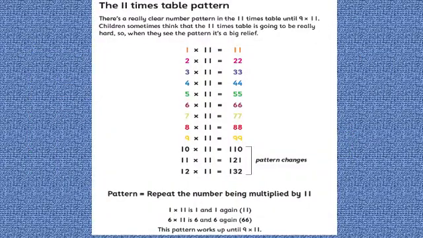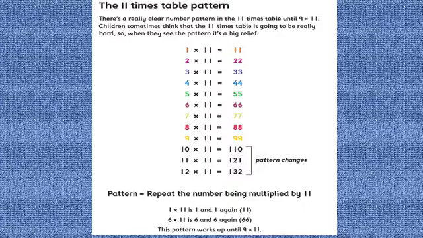Right, so as I said, we're looking at the 11 and 12 times tables. I know you looked at the 11 times tables yesterday, and some of you might have noticed there is a pattern to the 11 times table, as you can see here. There is a really clear number pattern in the 11 times table until 9 times 11. Children sometimes think that the 11 times table is going to be really hard, so when they see a pattern, it's a big relief. And you can see here, this is the pattern.